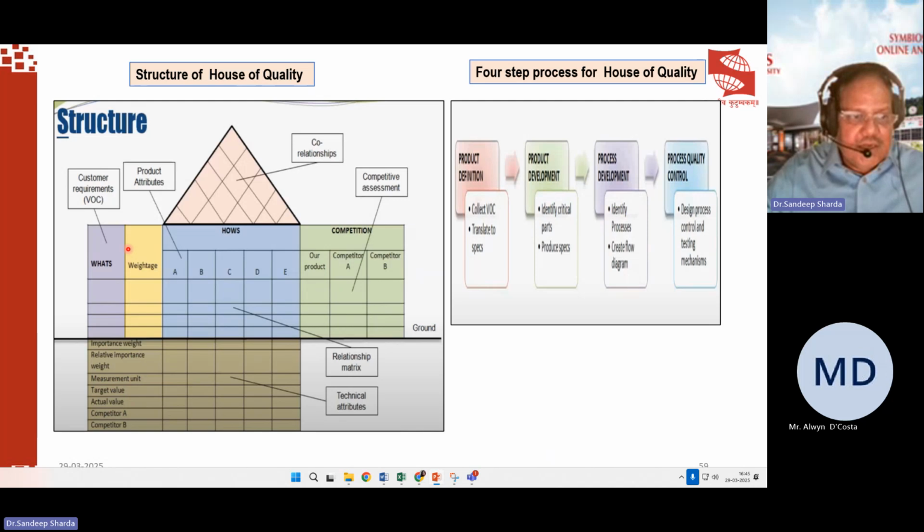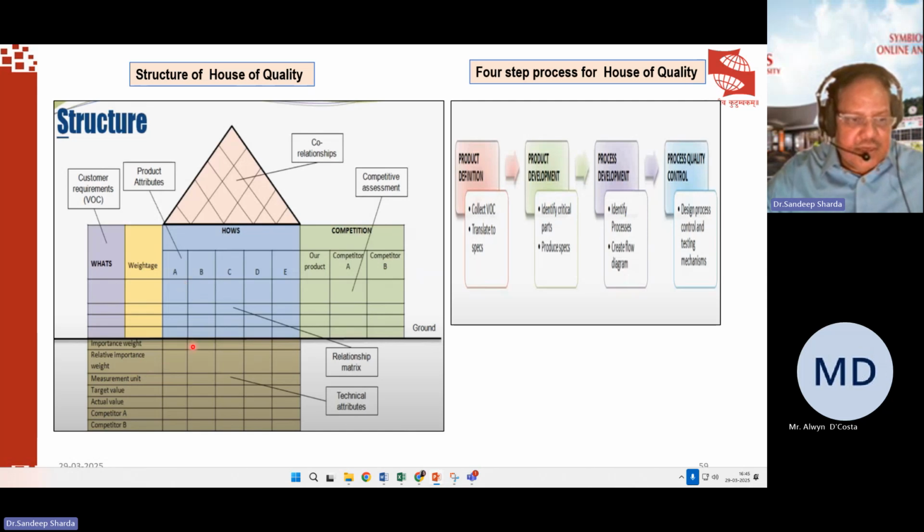On the left-hand side, the customer voice words are going to be noted down. Then the derivatives, and the product attributes A, B, C, D, E, based on that the what and weightage. Then we go on to how these are converted into engineering terms. Their corresponding relationships are taken into consideration, whether they are in correlation or non-correlation. Then the competitive assessment is taken into consideration, with our product and competitors A and B.